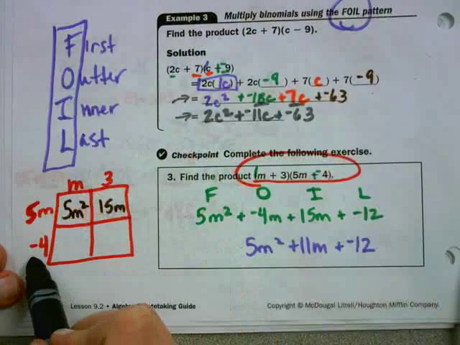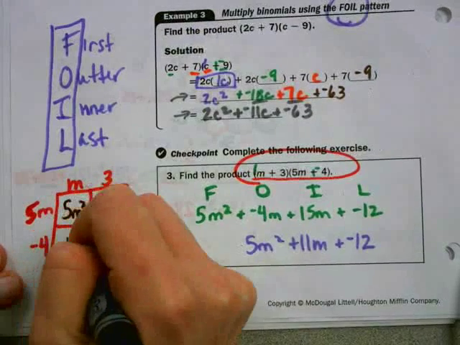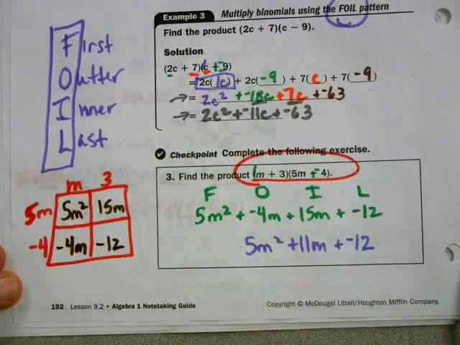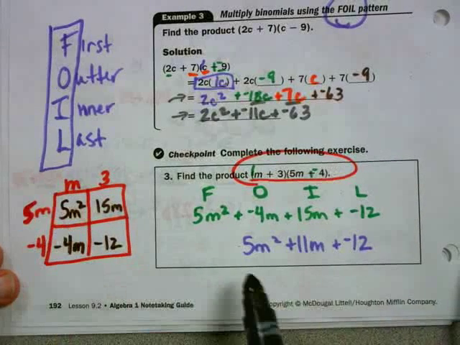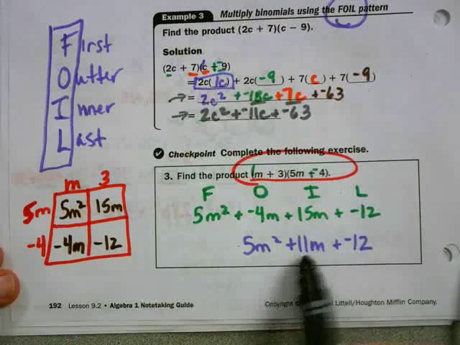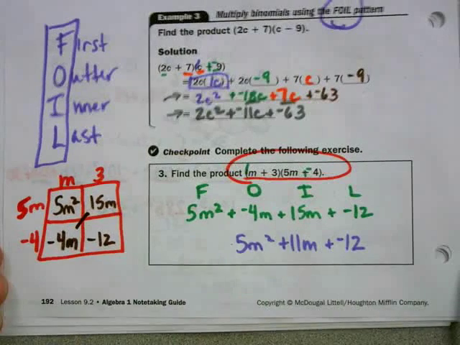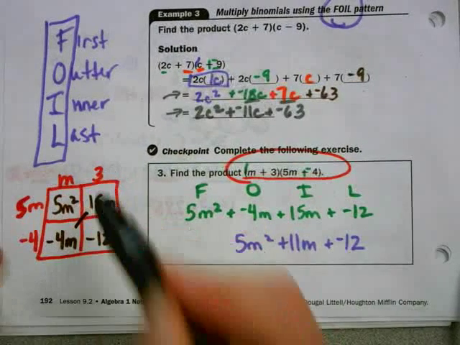So when you write your final answer, you're going to get the same thing. 5m squared plus 11m, because these two make 11m, plus negative 12. I just want to put that in your mind right now, because when we start factoring in Chapter 10, we are going to be so happy that we started using this now.